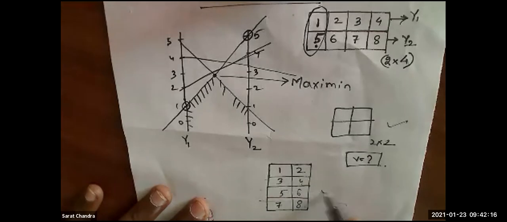Okay, there should be only 2 columns and any number of rows. So this is the kind of problem we are going to do today, and this is the last part of theory of games. The procedure to solve this kind of problem is exactly the same as the previous kind of problem, just a little bit of modification is there. What is that modification? We will discuss.